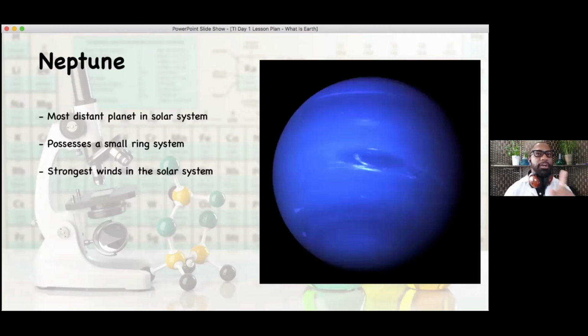And Neptune is very strong because, similar to Jupiter, it possesses very strong winds. It has a very unique climate system, and also possesses a very small ring system as well. We don't normally see it in pictures. When we look at pictures of Neptune, it has a very, very faint ring system around the planet as well.